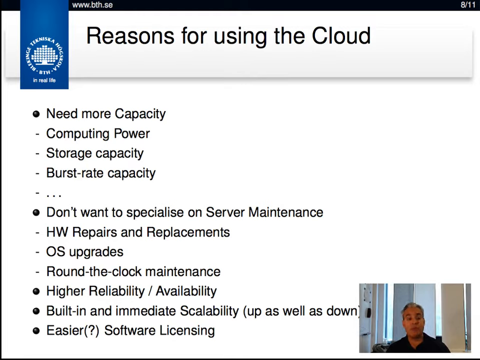We have or may have a need for immediate scalability so that we can quickly at least add more capacity or remove capacity when we don't use it. And some books also say that the software licensing should get easier. I wonder, but some books say that.